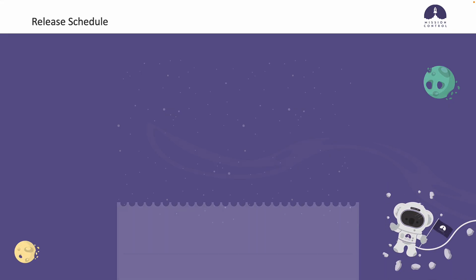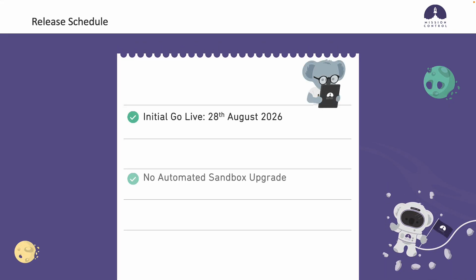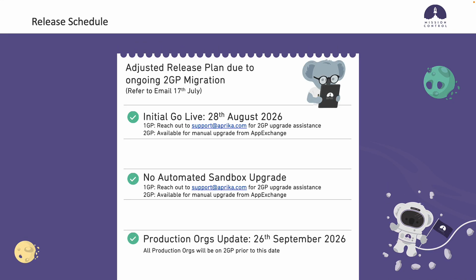So we've got a slightly different schedule than normal, mainly because of the ongoing 2GP migration that we've got taking place. So if you don't recall that, please refer to the email that we sent out on the 17th of July. So because that 2GP migration is going on, there's not going to be any automated sandbox upgrade. So we'll just walk through. So as of the 28th of August, it's going to be available on the App Exchange for you to manually upgrade.